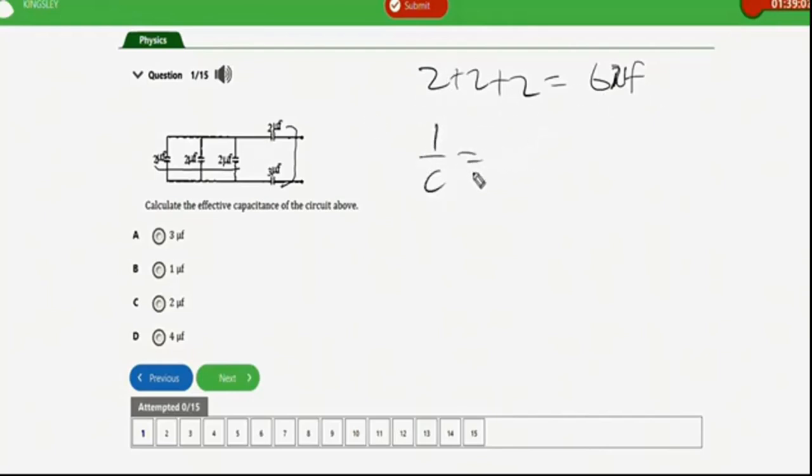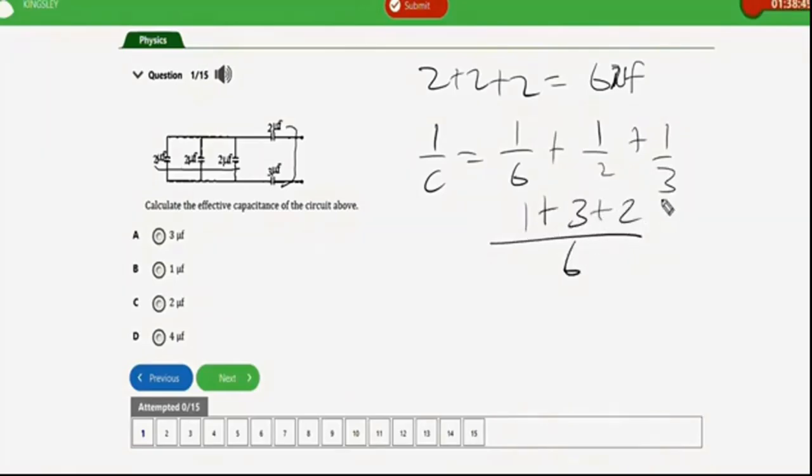equals, this is the formula for calculating capacitors connected in series. So 1 over C equals 1 over 6 plus 1 over 2 plus 1 over 3. So the LCM is 6. So we're going to have 1 plus 3. 2 into 6 is 3, times 1 is 3, plus 2. 3 into 6 is 2, 2 times 1 is 2. So we have 6 over 6.